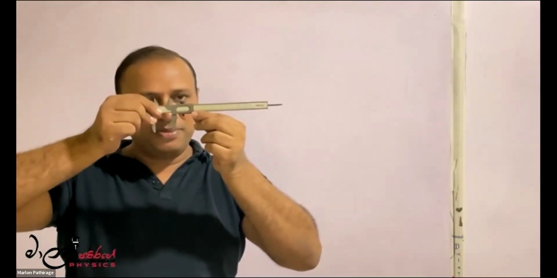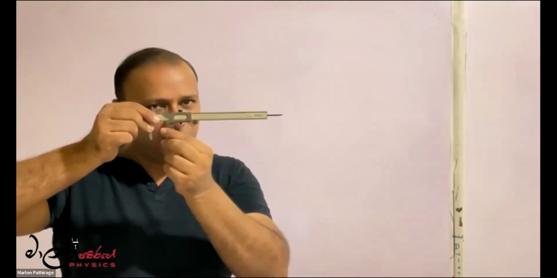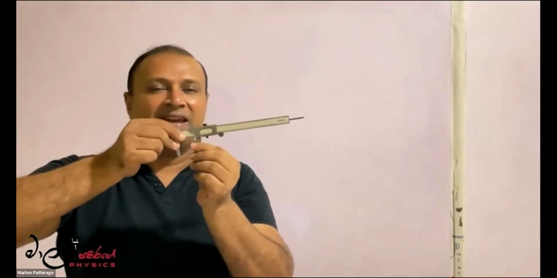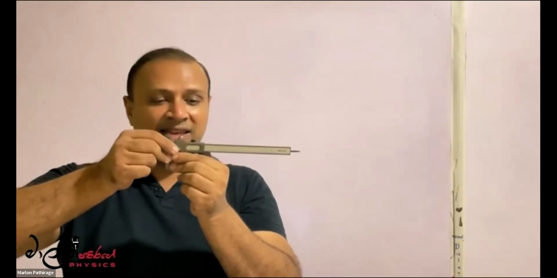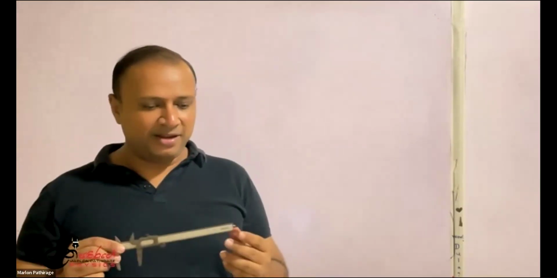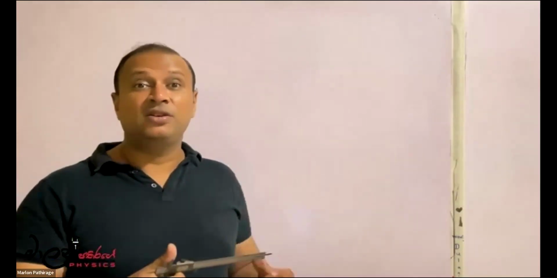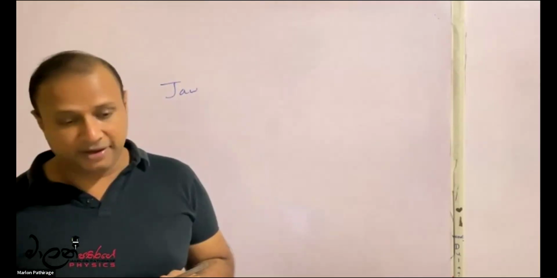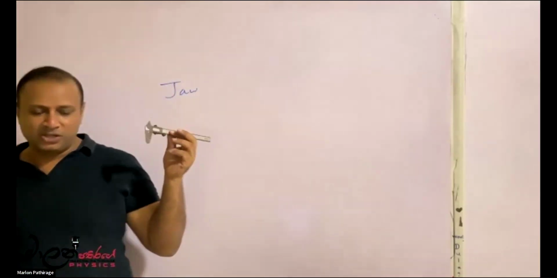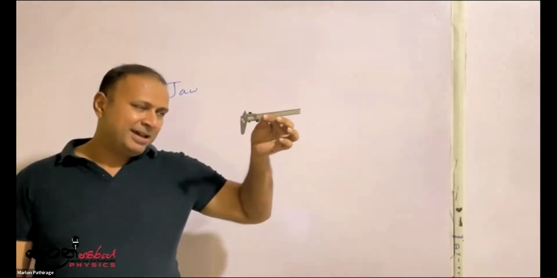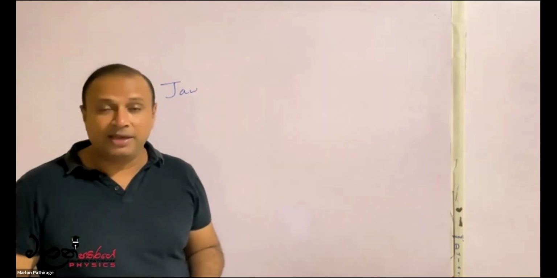Then the wheel is used to slide the vernier scale here and there. The function of the pin is to measure depths. The nut is used to tighten the vernier scale before taking the reading. So those are the parts of a vernier caliper and their functions.